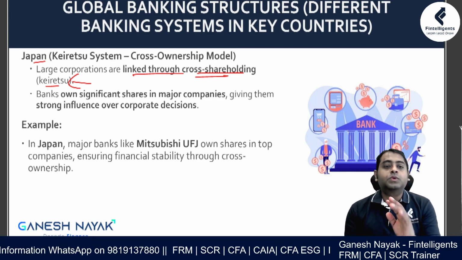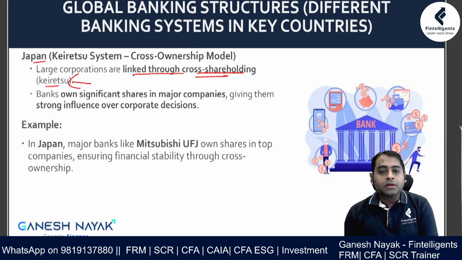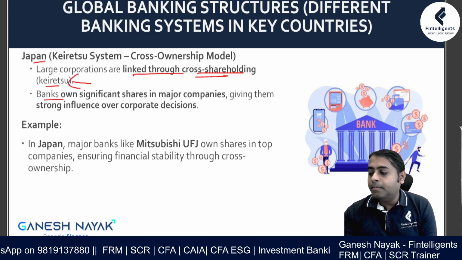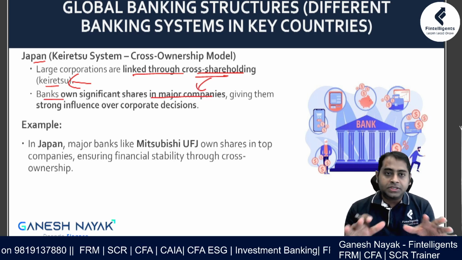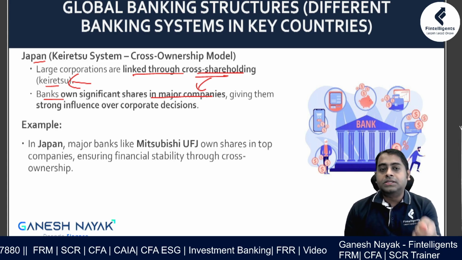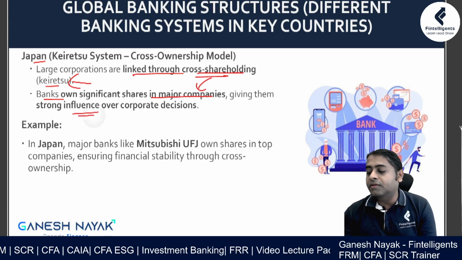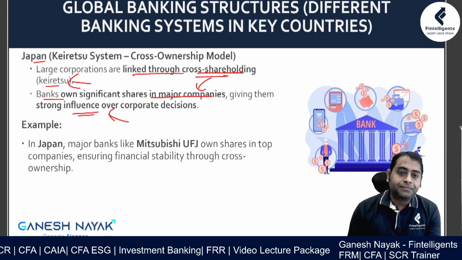They might have stakes within them, across them. Okay, so this is the cross ownership model. The bank owns a majority of stakes in different companies. So what happens when they are holding stakes in different companies? If a decision has to be made, the bank can have a good influence. They can vote against it.